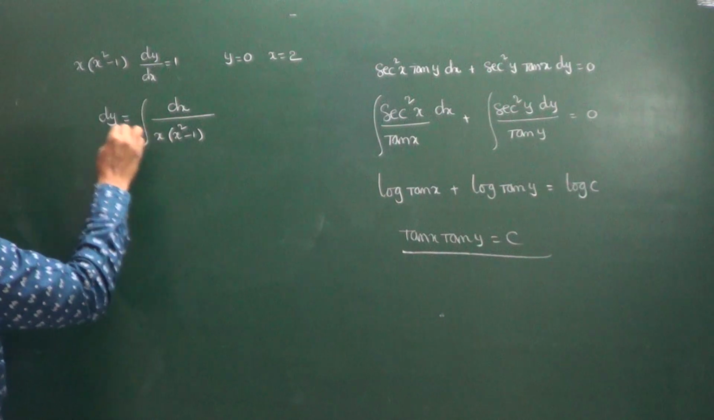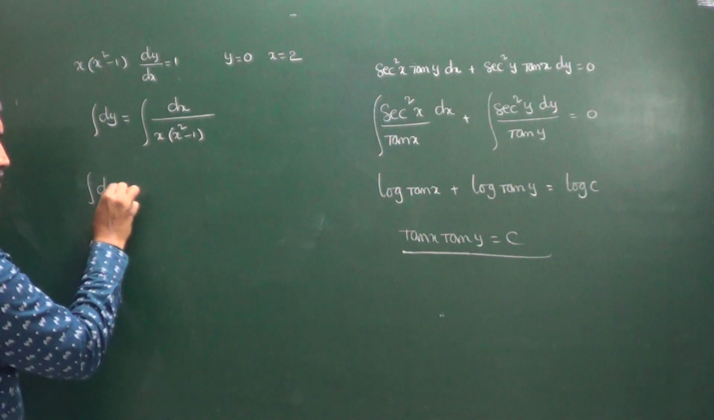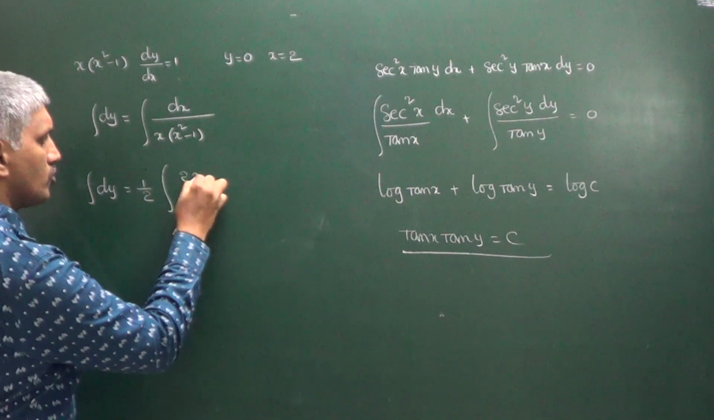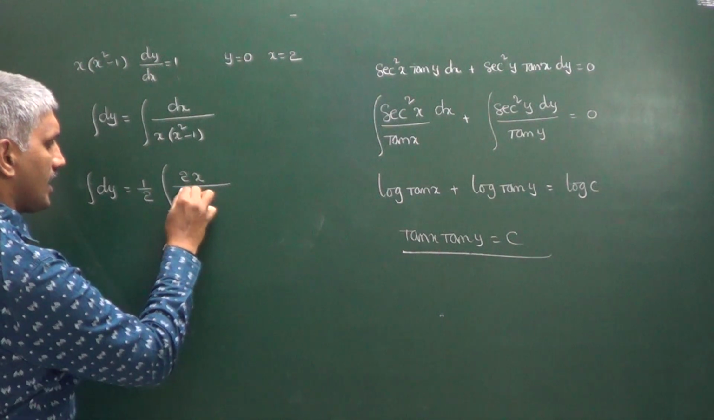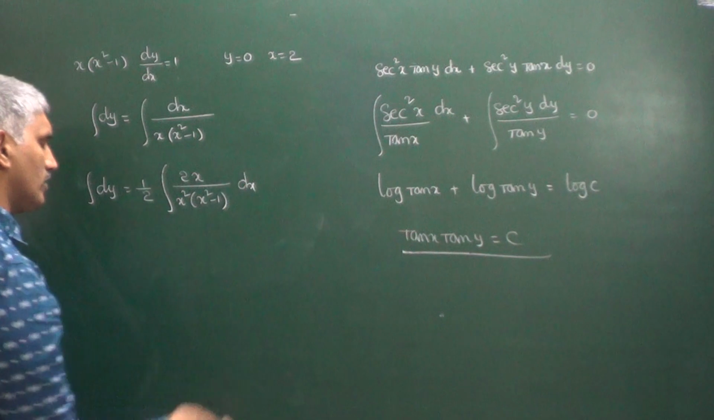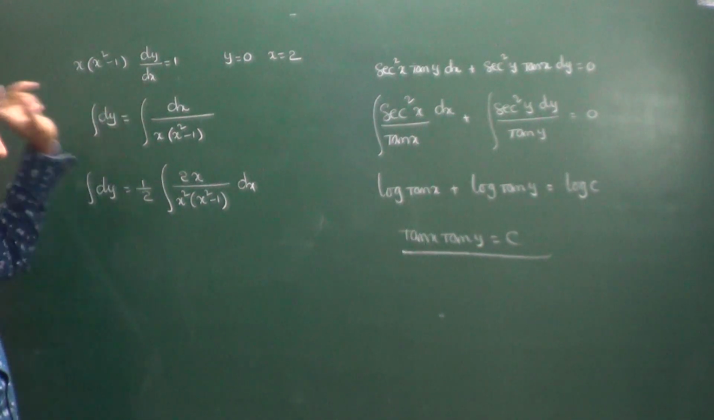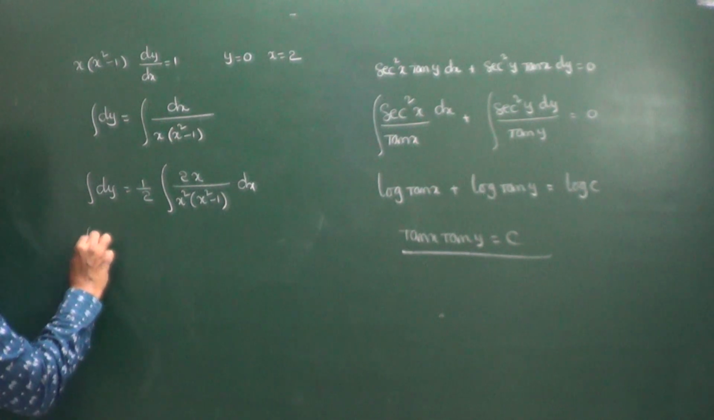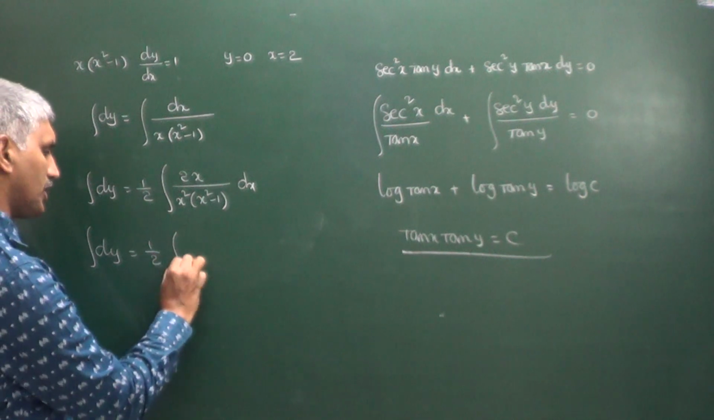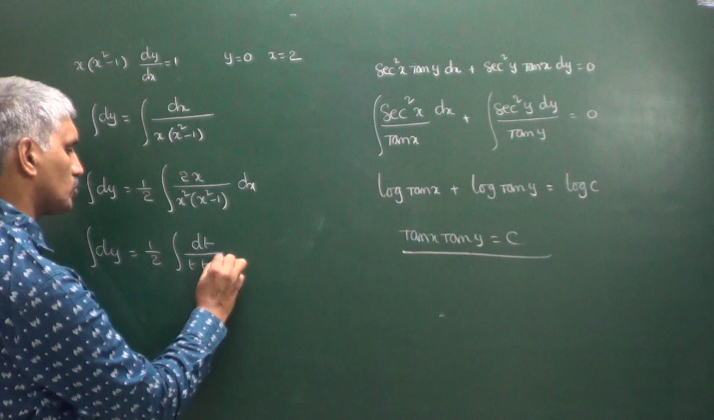I hope everyone knows how to proceed with this integration. This we can write as integration of dy is equals to 1 by 2 into integration of 2x dx divided by x square into x square minus 1. I hope everyone followed. Multiplied with 2, divided with 2, at the same time multiplied with x, divided with x. Now I can write this as integration of dy is equals to half into integration of dt divided by t into t minus 1.